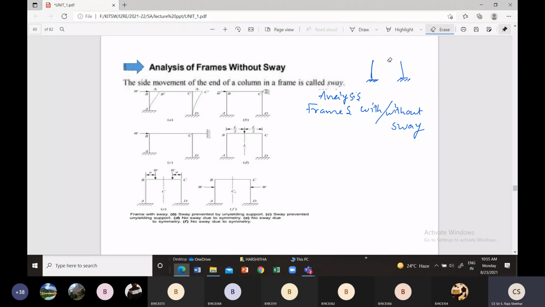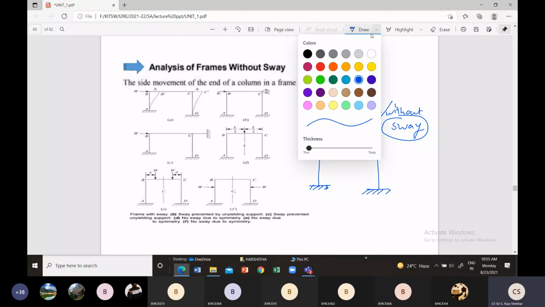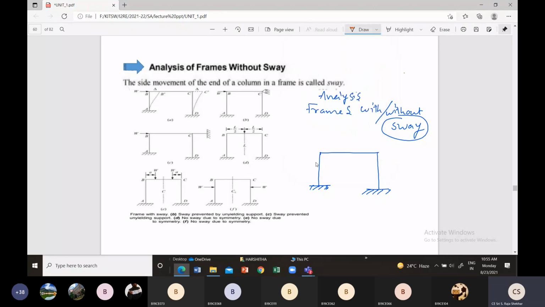Okay. So now we'll discuss what is sway and non-sway. What is sway? What is meant by sway? Sway means the side movement of one end of a column. Let us suppose this is a frame. These are the two columns and this will be the beam. Side movement of one end of a column in a frame is called sway.